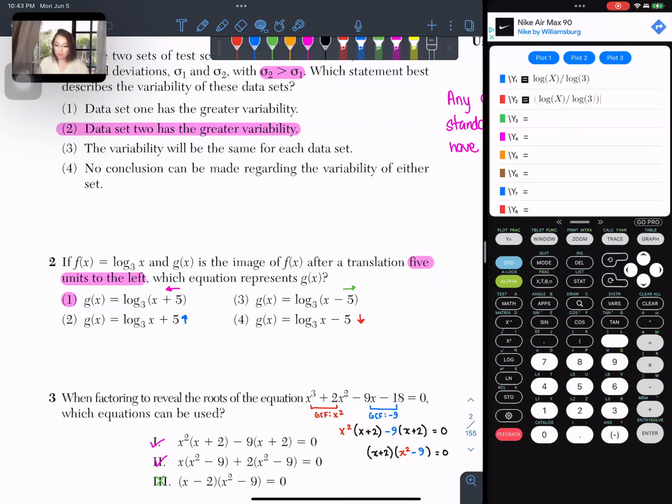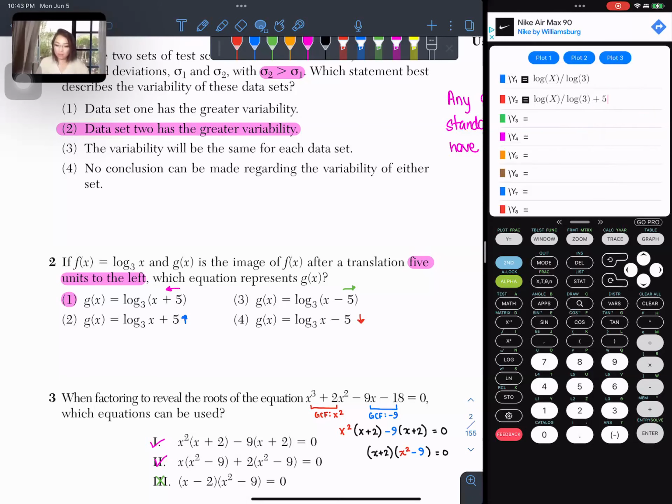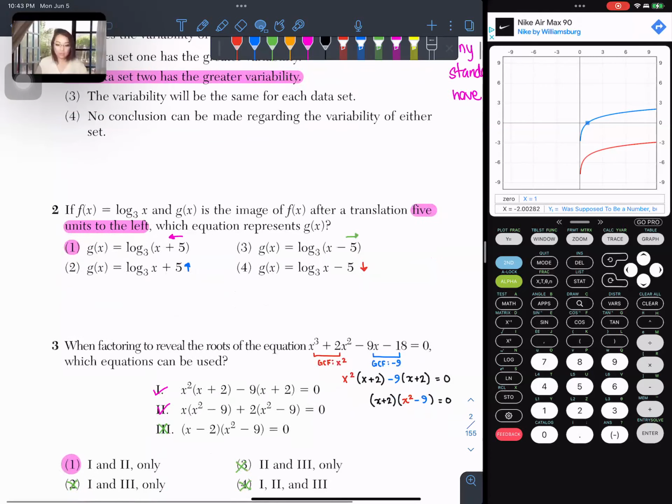Oops, delete. I don't know why it does that, but on your calculator it should be fine. For some reason, my emulator is weird. That means 5 units up, and of course this means 5 units down. So you can use your calculator to test this.